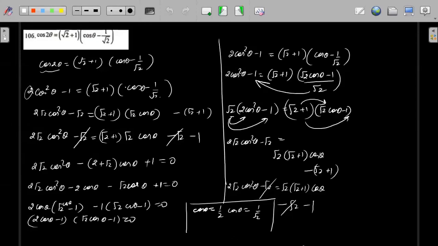Yes, Ashwin, correct. 2n pi plus minus pi by 4, 2n pi plus minus pi by 3. Yes, correct. Just copy it fast.